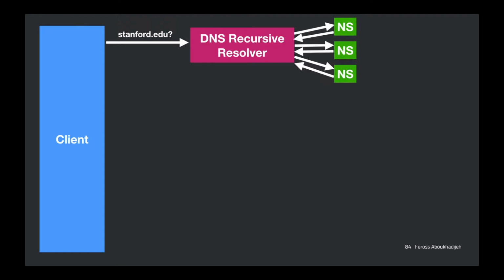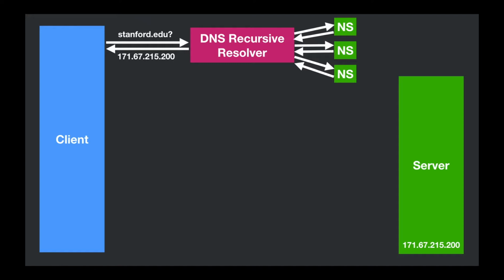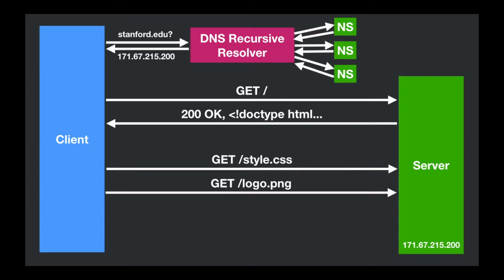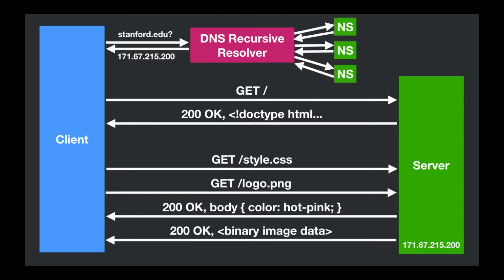So there's your DNS recursive step. You get back the IP of your server. You now know which server to contact. So you send your GET request to the server, and you get back your HTML for the first page. And then now you've discovered a whole bunch of additional resources that you need in order to render the page. So you fire off requests for those. In this case, let's just say there's a CSS file and a logo, and then you get back responses for those at some point in the future.